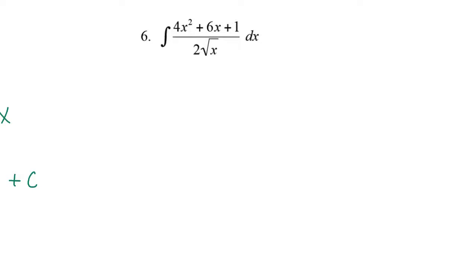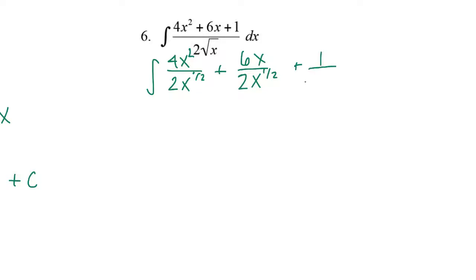Now, a couple of ways to work this one out. I would go ahead and divide this up and have this 4x squared over 2x to the 1/2 plus 6x over 2x to the 1/2, and then plus 1 over 2x to the 1/2 dx. And now we can simplify our exponents.